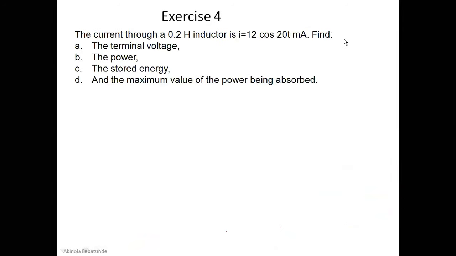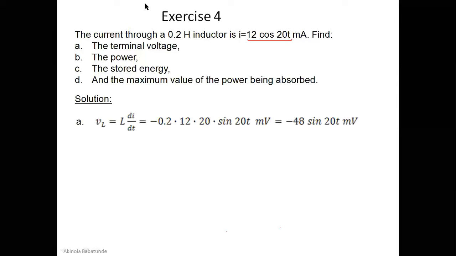We have an exercise here, exercise 4, that we can easily check out. We've checked quite a number of exercises, so this is the 4th one that we want to quickly investigate right now. The current through a 0.2 Henry inductor is I equal to 12 cos 20t milliamperes. Find the terminal voltage, find the power, find the stored energy, and the maximum value of the power being absorbed. So let's fix this quick.